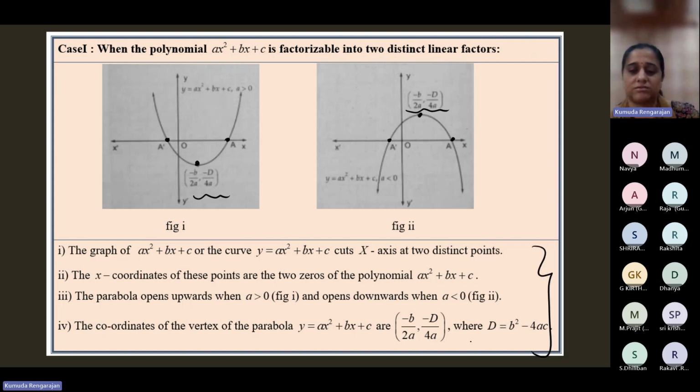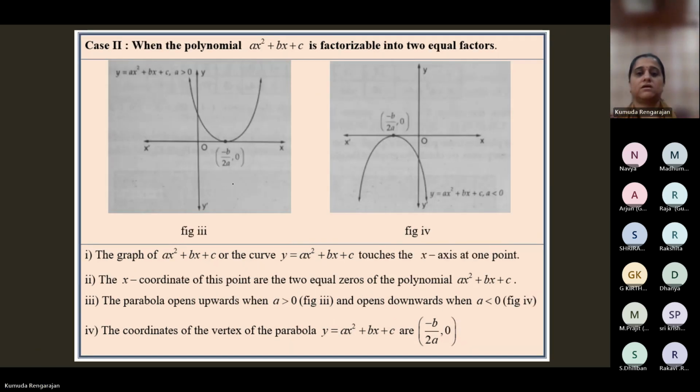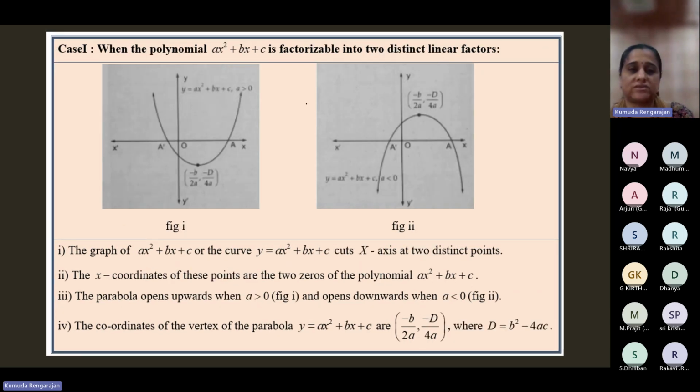So that's what is here, children. This one is two equal factors. So you can see here how the parabola intersects. There are three cases. Either it has no connection with the x-axis, it's above or below the x-axis, or the parabola just touches the x-axis, or it intersects the x-axis. So it intersects at two different points, so two distinct roots.